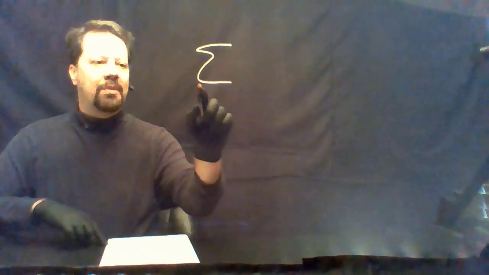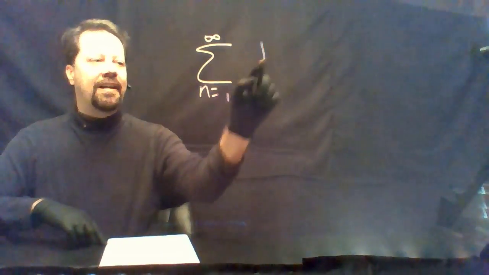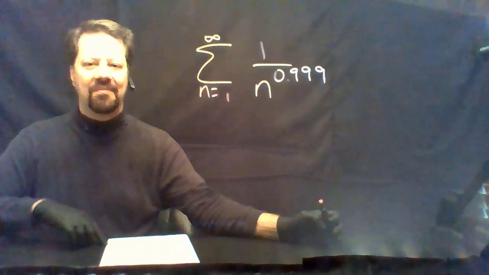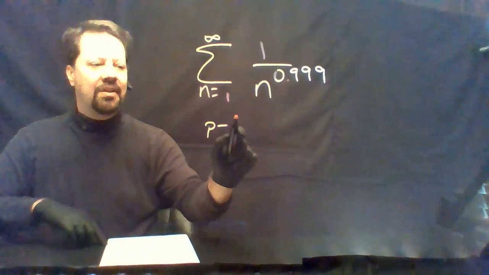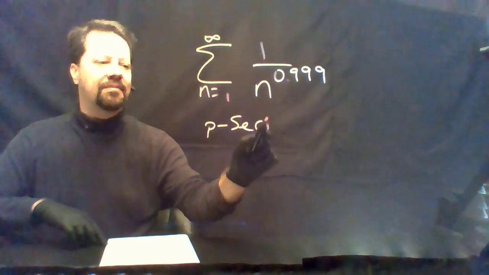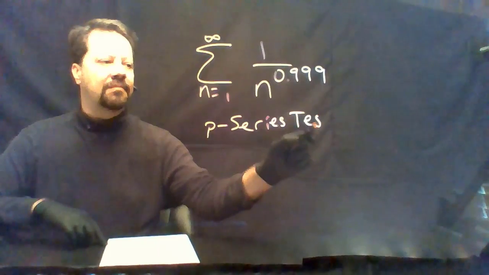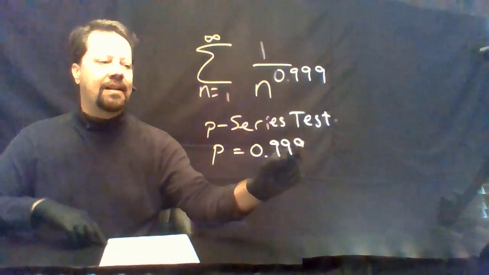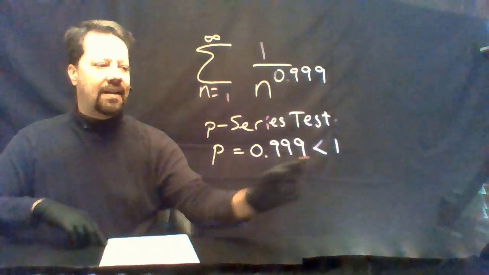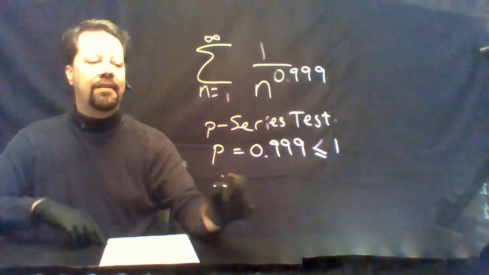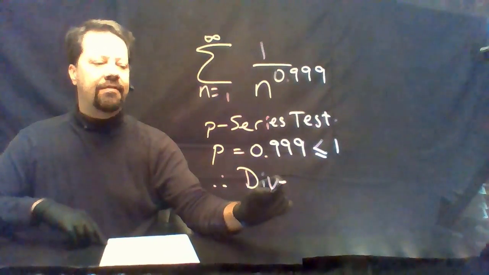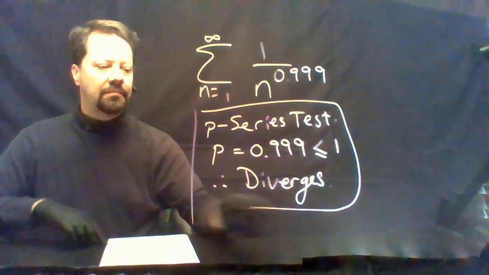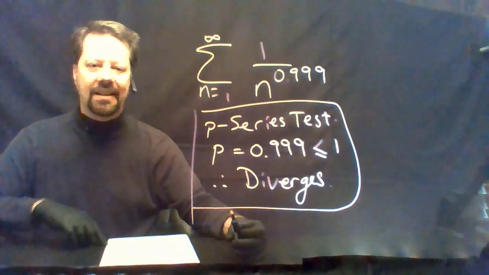The next example is the sum as n goes from 1 to infinity of 1 over n to the 0.999. Again, you should use the p-series test. P is 0.999, which is less than or equal to 1, and therefore this series diverges. Just give me these three things.